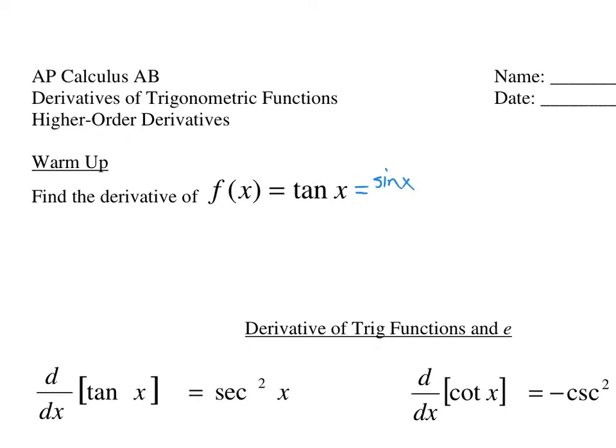Now, the reason why it's significant to do this is because we already know the derivative of sine and the derivative of cosine. Okay, so when I go to find my derivative for tangent, I'm going to use the quotient rule.